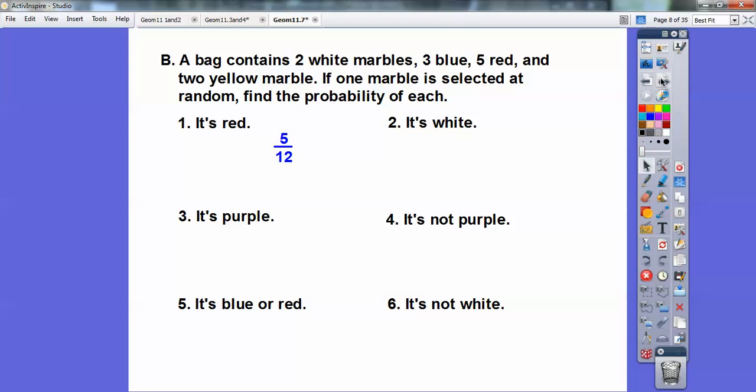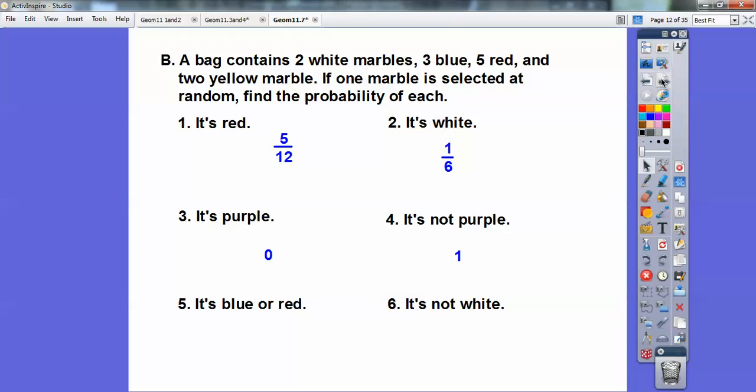It's white. There are 2 whites out of 12 marbles, and then, of course, reduce that to 1 sixth. Always reduce it. It's purple. This is where it's going to be 0 because there are no purples in there. So 0 twelfths, which is 0. It's not purple. Any marble I pull out of there is not going to be purple, so that would be 12 of 12, which is 1.